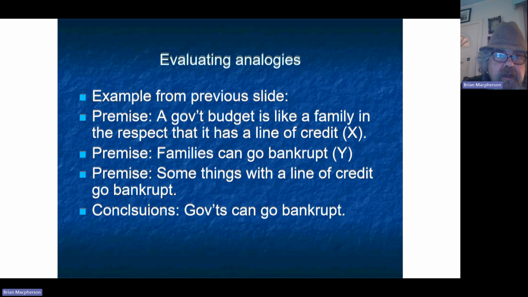Okay, so let's go back to the example from the previous slide. Premise: a government budget is like a family in the respect that it has a line of credit. Premise: families can go bankrupt. Premise: some things with a line of credit can go bankrupt. Conclusion: governments can go bankrupt. I think that's a pretty decent analogy.